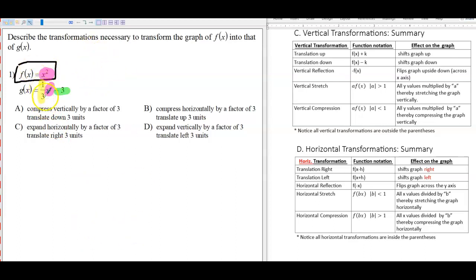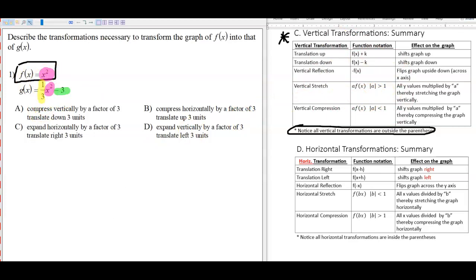Well, the yellow one, let's start with that, the 1/3. I've got a 1/3 and it's multiplying the x squared. Now, another thing I want to pay attention to before I begin is, are these changes inside the parentheses or outside the parentheses? Well, there's no parentheses at all, right? And so in this case, they're outside the parentheses. And whenever you're outside the parentheses, those are vertical transformations. So I'm only going to be using this chart for this particular problem. If you have stuff that's happening inside the parentheses, then we'll use this one down here. But for this problem, they're only outside, so we're only going to be looking up here.